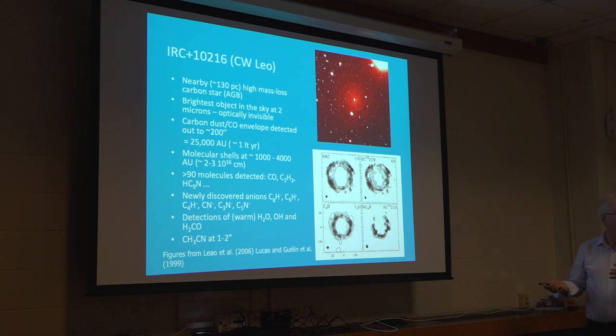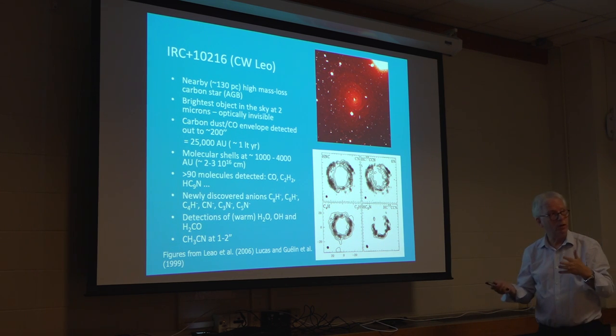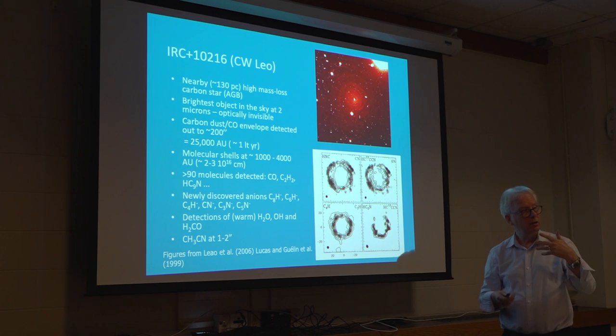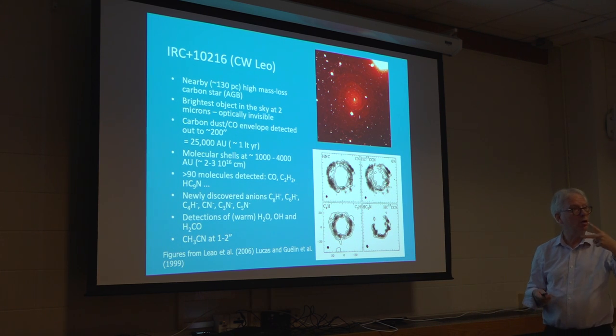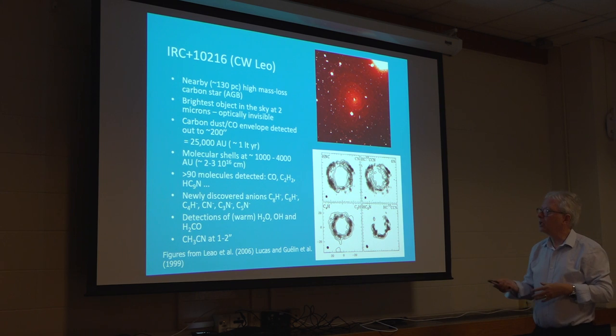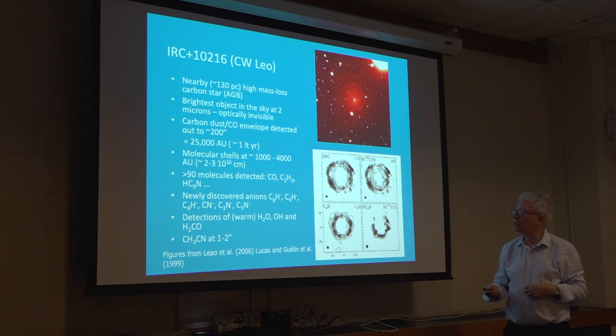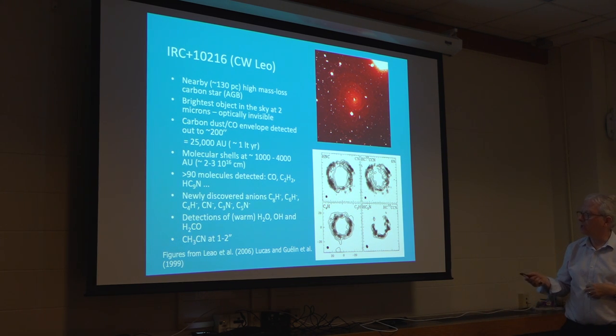There are selection effects here, because if you have linear molecules, they have fewer rotational levels. Their individual transitions are stronger, if you like, than complex molecules. So we see linear molecules in the main in this object, which perhaps has a solar mass of material in it. But there may be other more complicated species in these shells as well.